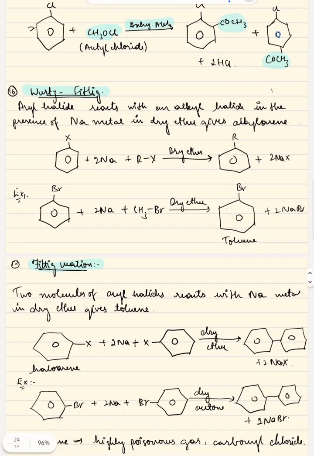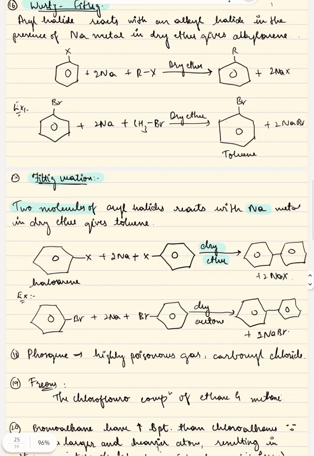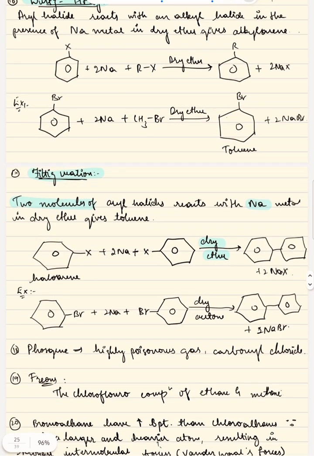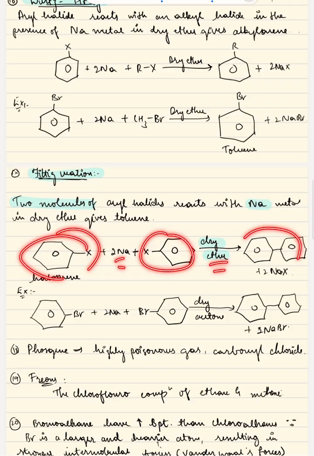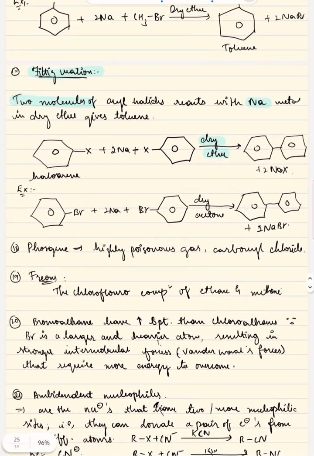Next is the Fittig reaction. Two molecules of aryl halides react with sodium metal in the presence of dry ether to give biphenyl. There are two molecules, sodium metal, dry ether. Just attach them. Okay, simple.